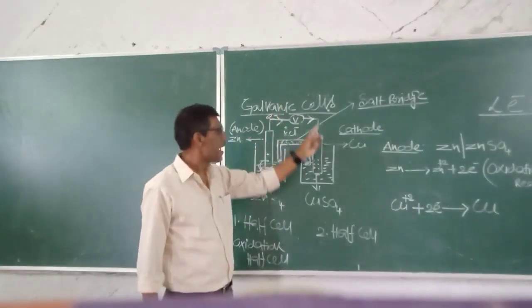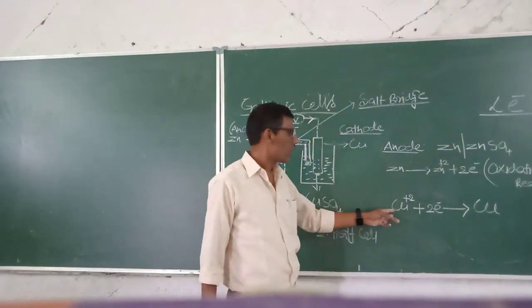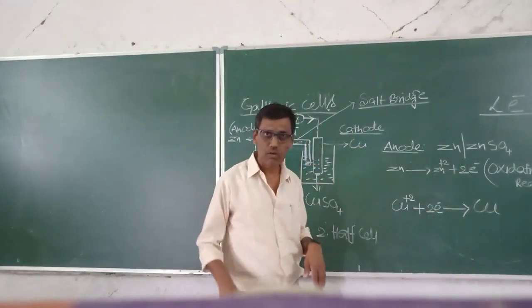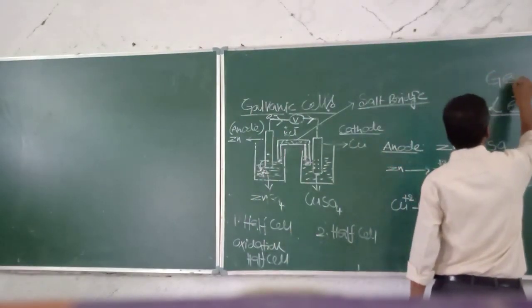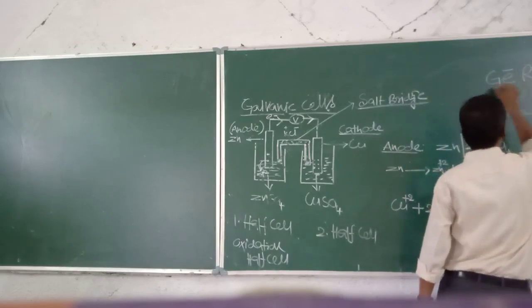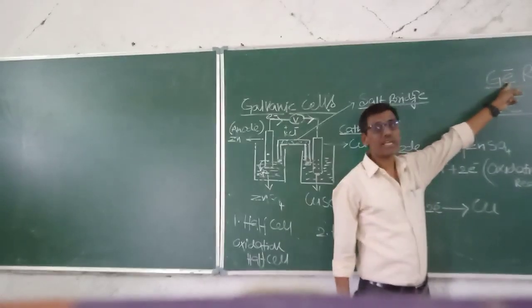So because of this reaction, it is a redox reaction. What is this reaction now? Copper is gaining electrons. Gain of electrons is reduction. G for gain, E for electrons.